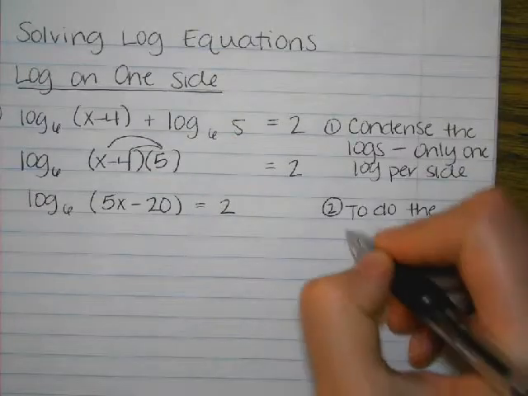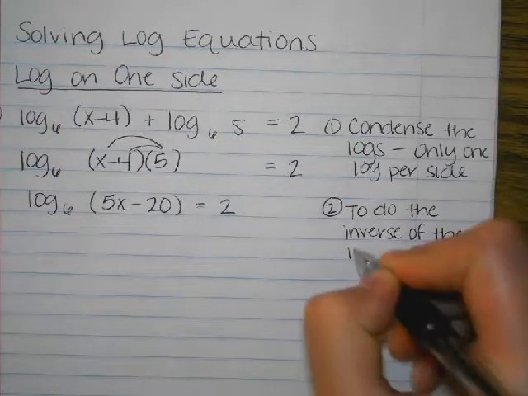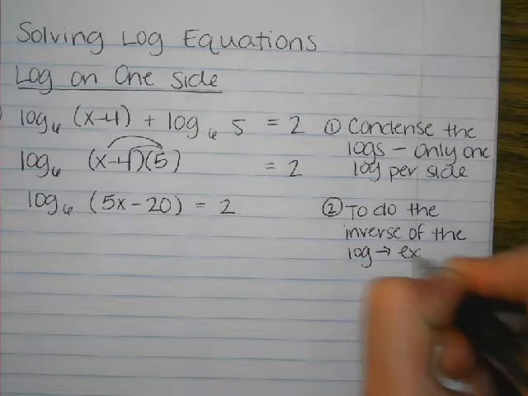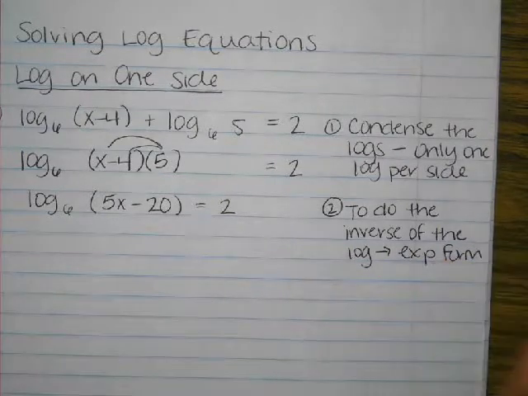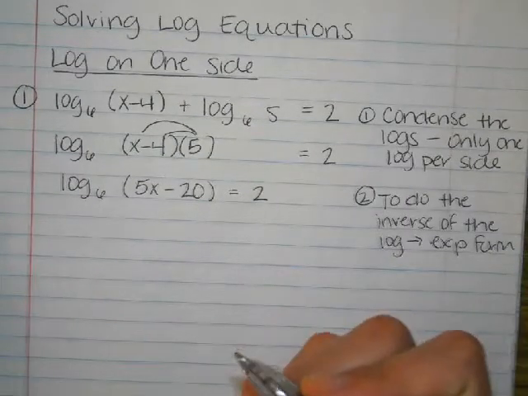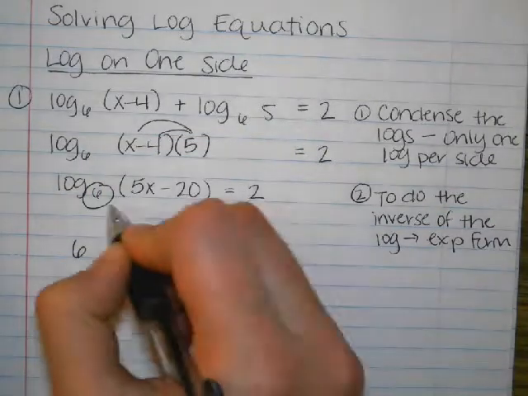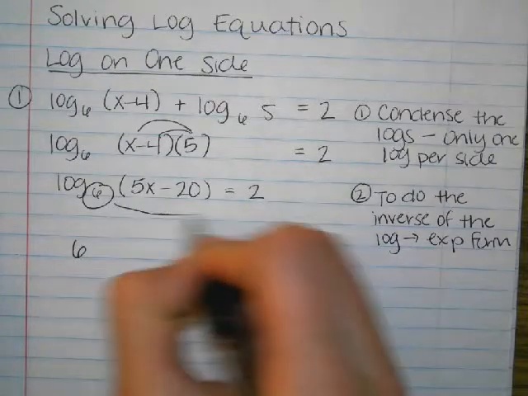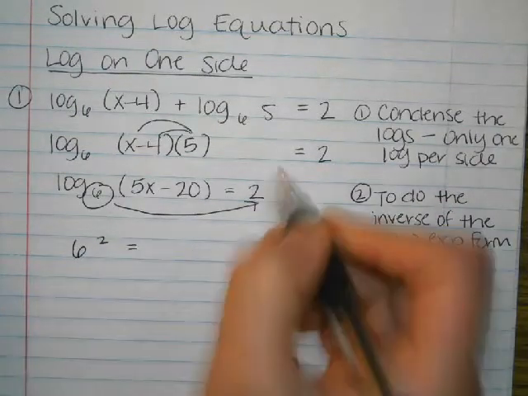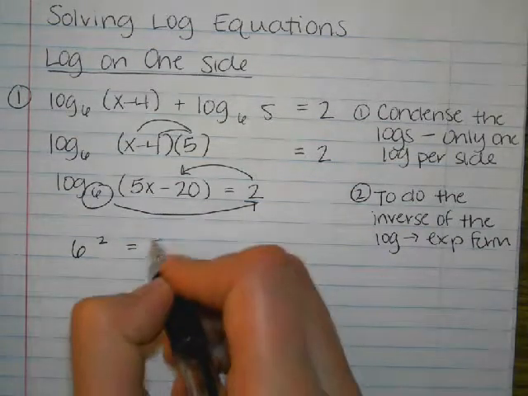To do the inverse of the log, which is exponential form, do you guys remember how we put it into exponential form? The Tootsie Roll, or the cinnamon roll, or the cloud thing, or the scorpion thing, circle thing. So which number do we start with? 6. The base becomes the base, and then what do we do? So 6 to the second power equals 5x minus 20.